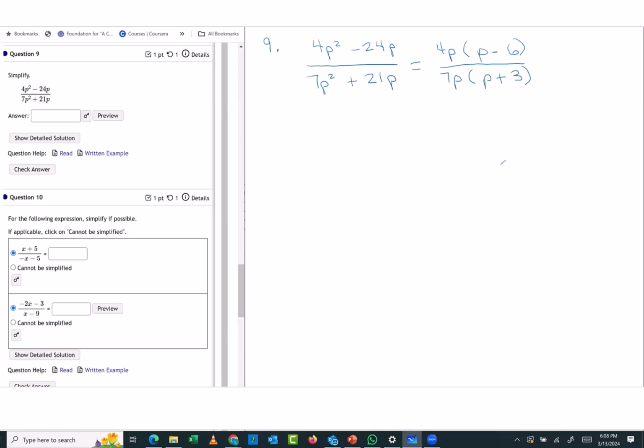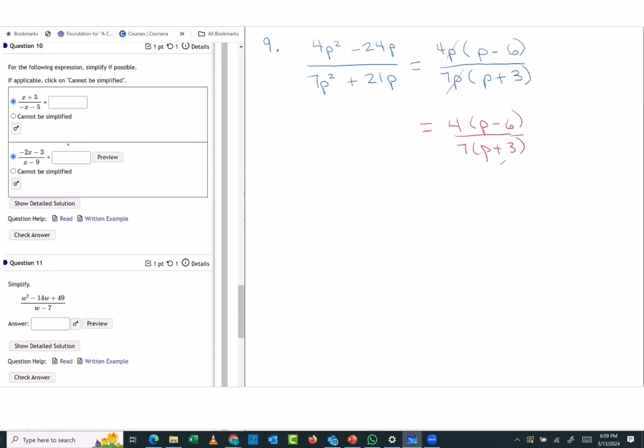And all I can do is cancel anything that I can cancel that has like bases. And that's it. I get 4 times p minus 6 divided by 7 times p plus 3. You cannot divide anything else. Number 10. For the following expression, simplify if possible. If applicable, click cannot be simplified. Well, let's find out. I have x plus 5 divided by negative x minus 5.